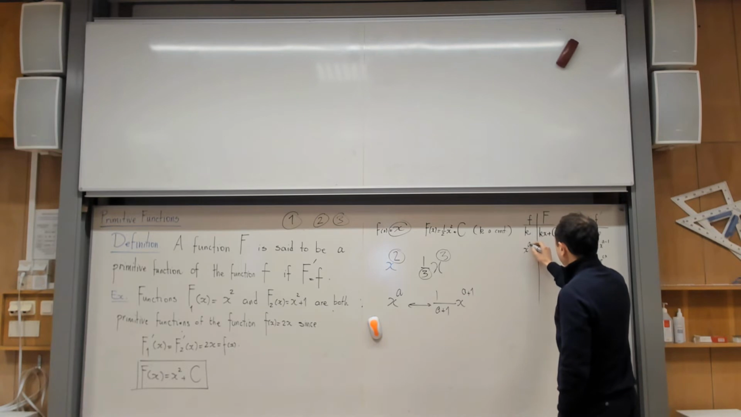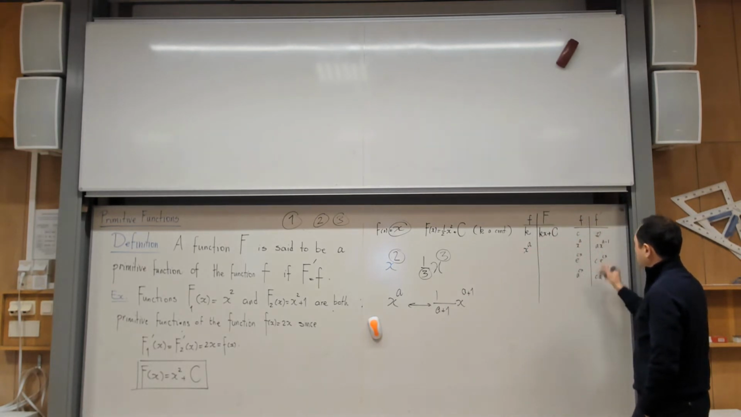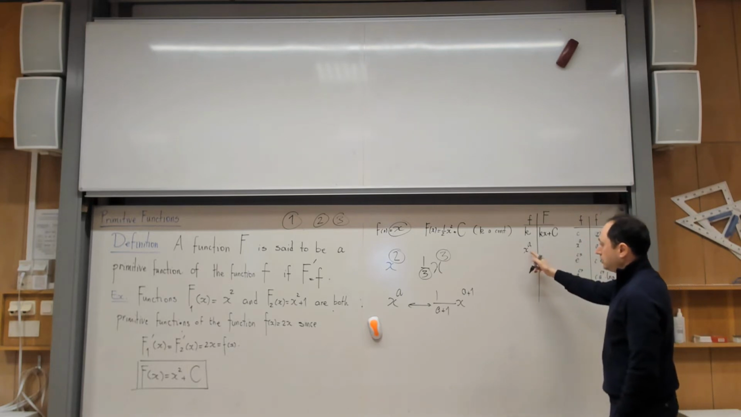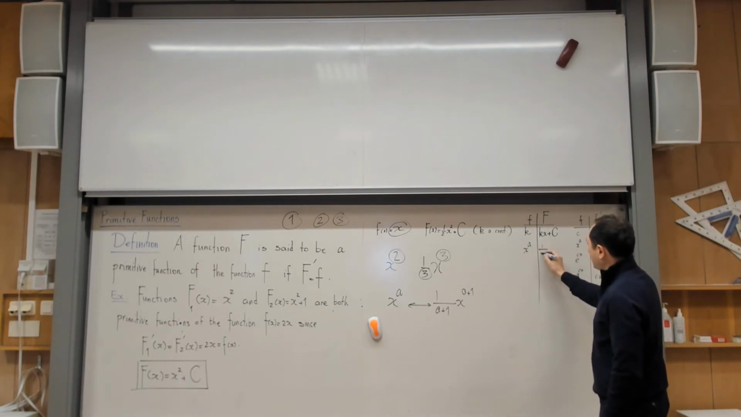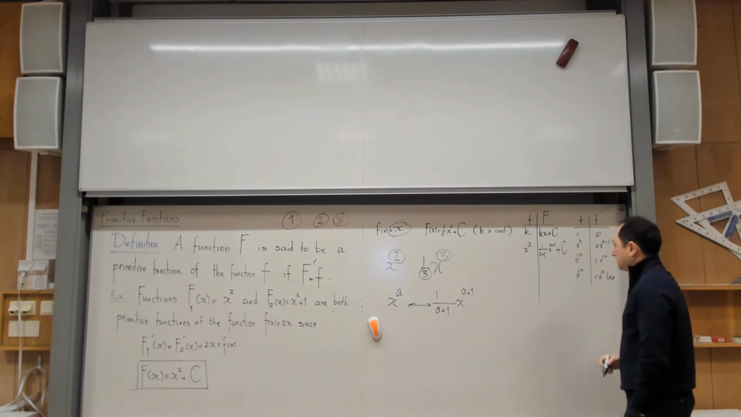X to the power a. So be careful. This is differentiation, but now this is the new lesson. So this becomes 1 over a plus 1, x to the power a plus 1. But then you have a constant c at the end.